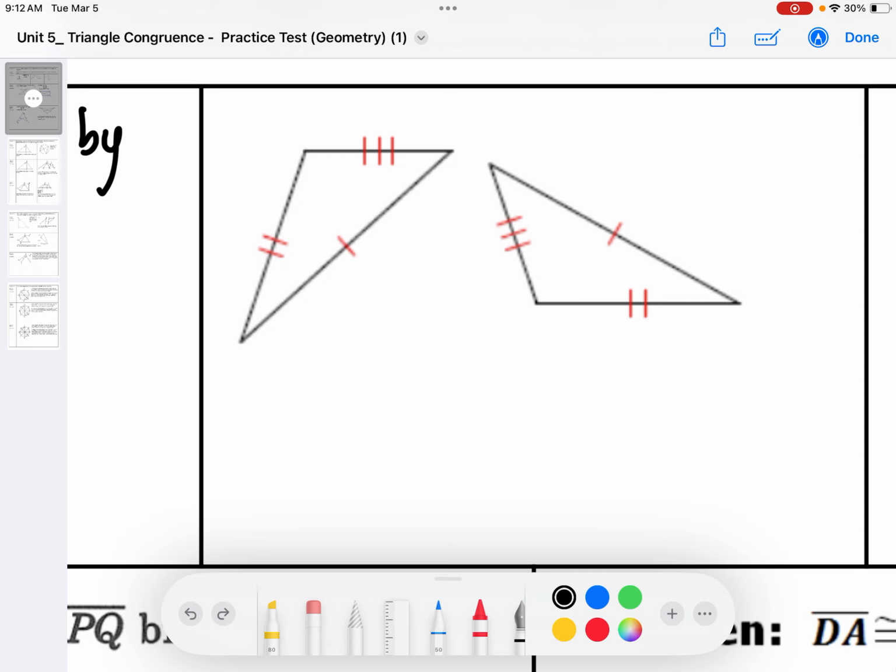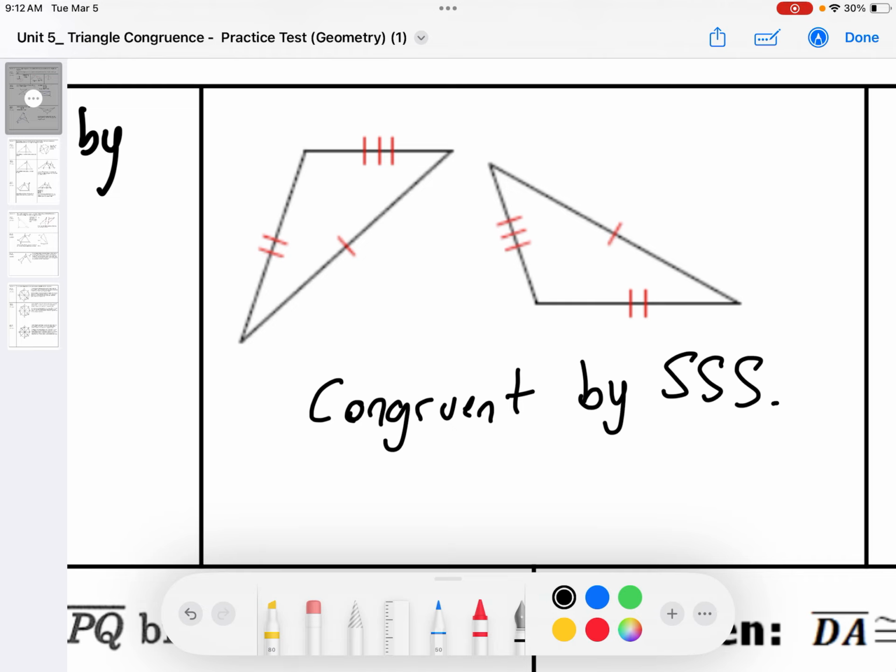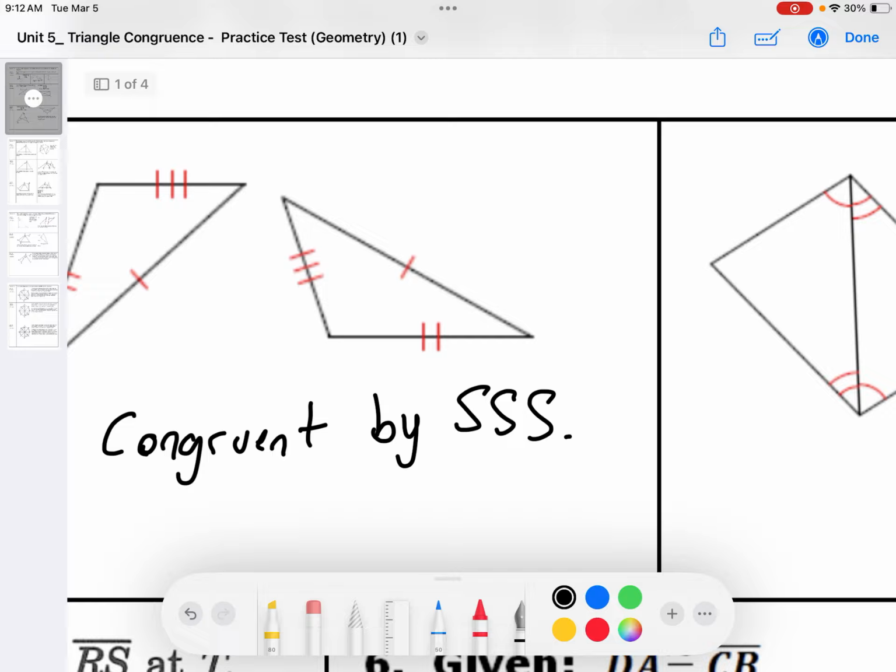These already have three pieces marked. They're not connected in any way, but it's side, side, and side. And then they're matching on the other one side, side, and side. So we can just say congruent by SSS. And that's the side, side, side theorem.